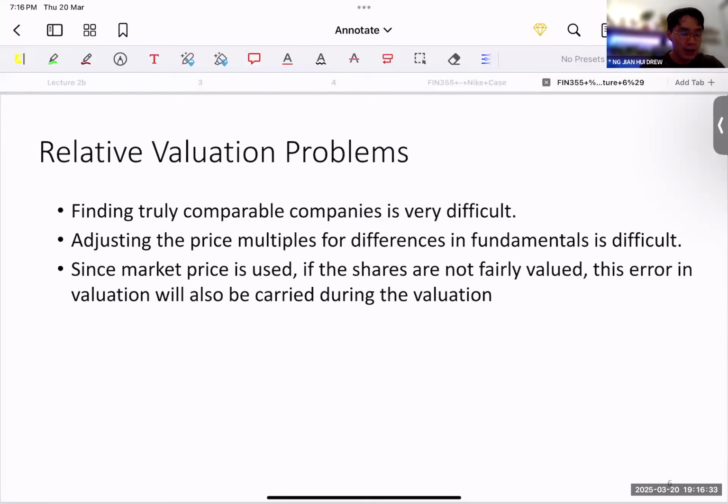Okay, so there are a few more comments. Finding truly comparable companies might be difficult. So there are some issues. It can be quite difficult. I think a few of you also reached out to me, saying that the company you chose has multiple segments, so you need to segment and use different betas for each segment. So yes, you are right. You need to do that.